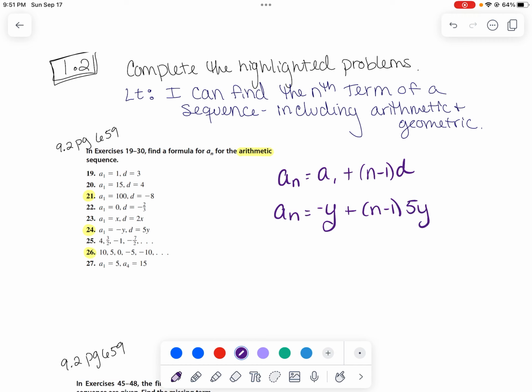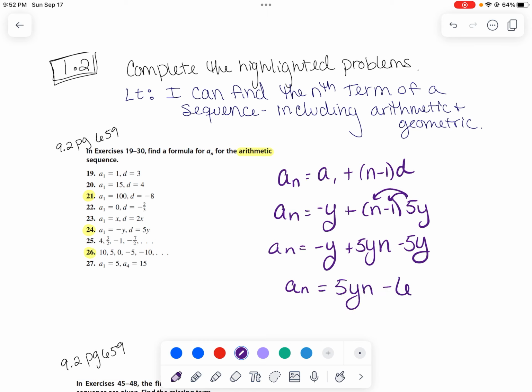So after that, we just want to simplify. So I'm going to distribute. So negative y plus 5yn minus 5y. And then I can combine like terms. So we end up with a sub n equals 5yn minus 6y. Or you could do negative 6y plus 5yn. Exactly the same thing. Okay. So that would be your answer for 24.